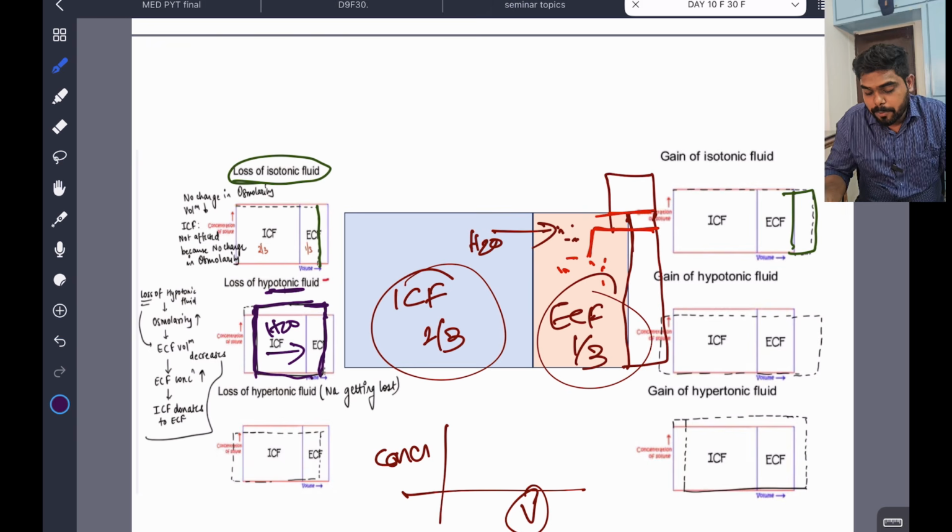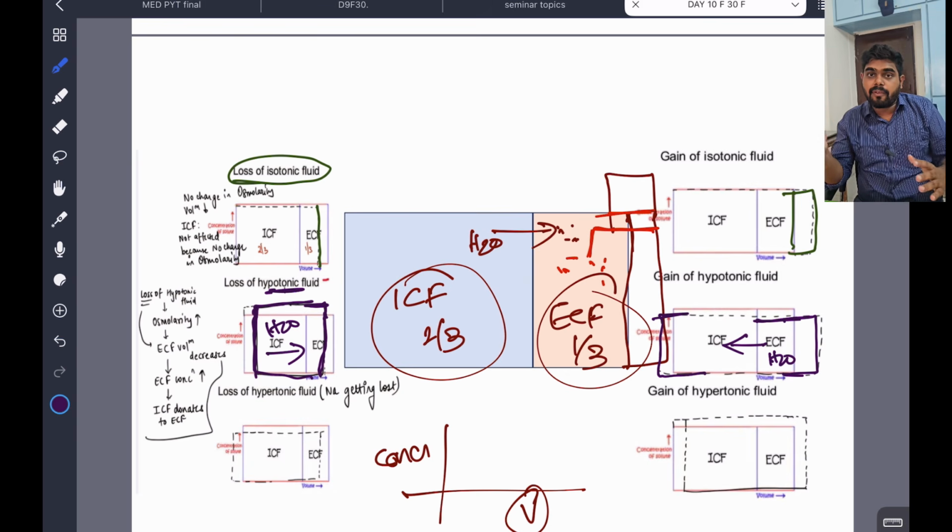So what is happening? Gain of hypotonic. Gain means ECF volume increased. Hypotonic fluid, definitely the osmolarity came down because it is diluted. So here it is more diluted, hypotonic, so water content is more. So fluid will shift from here to there. From the ECF, water is going to the ICF and the ICF volume increases. Because water is coming, intracellular solute becomes diluted and the osmolarity came down. Simple. Okay, clear.